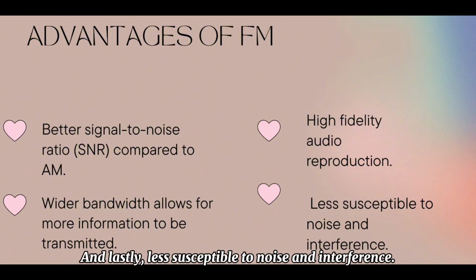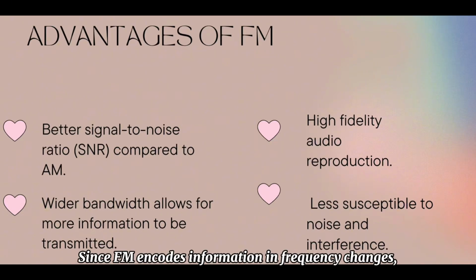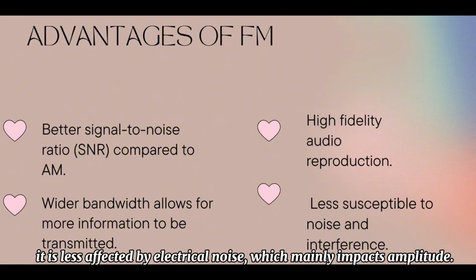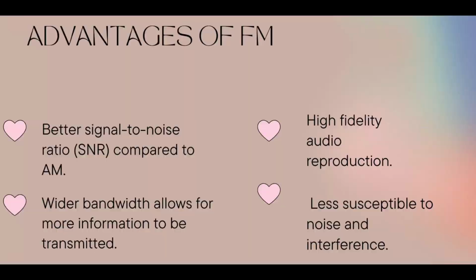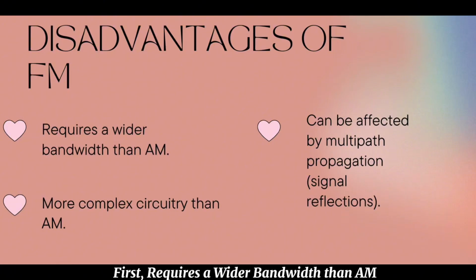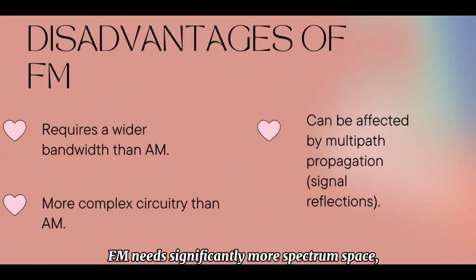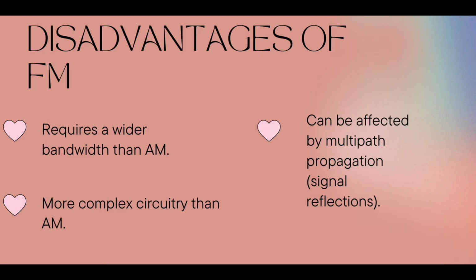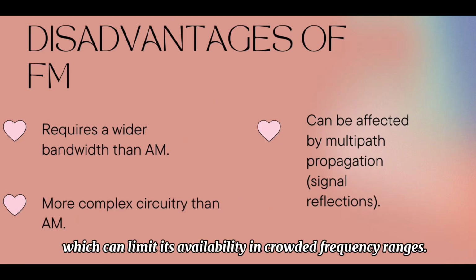And lastly, less susceptible to noise and interference. Since FM encodes information in frequency changes, it is less affected by electrical noise, which mainly impacts amplitude. While FM has many strengths, it also has some drawbacks. First, it requires a wider bandwidth than AM. FM needs significantly more spectrum space, which can limit its availability in crowded frequency ranges.